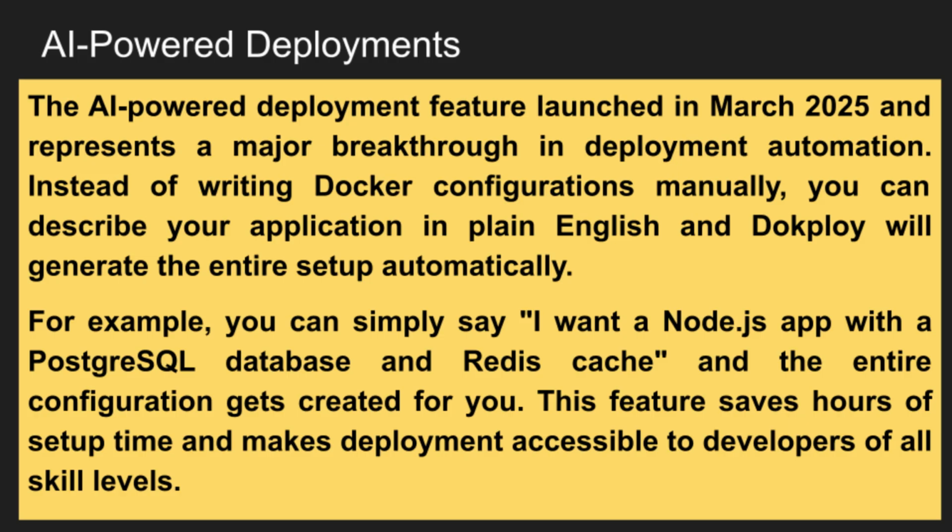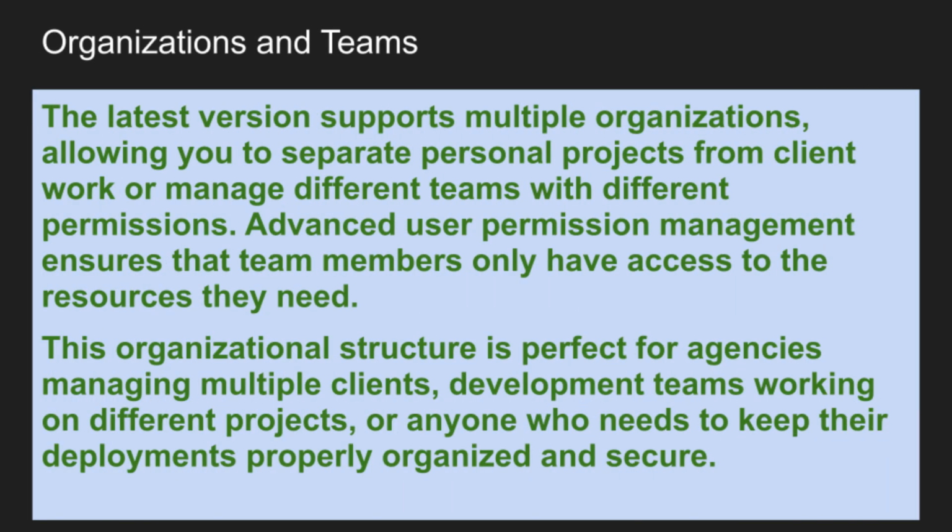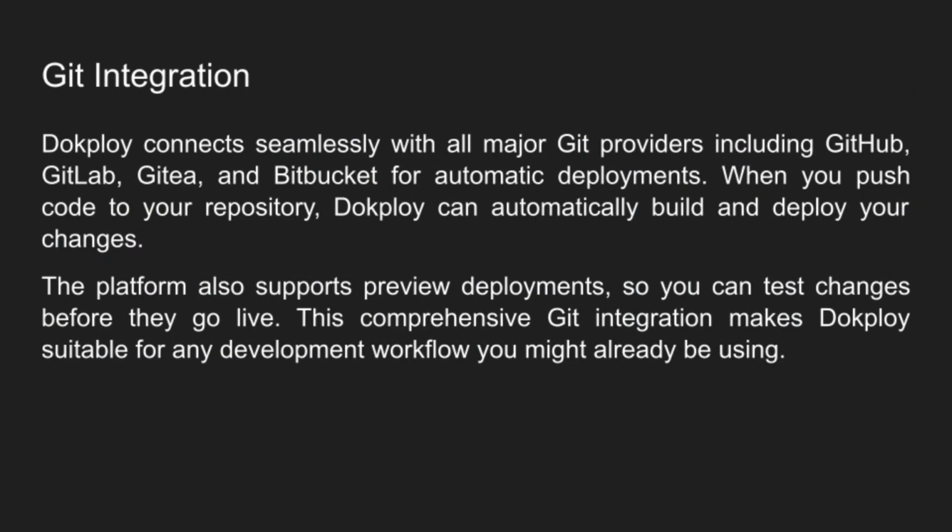Fourth, multi-server support. As your applications grow, you can spread them across multiple servers for better performance and reliability. This is enterprise level functionality that you are getting for free. Fifth, organizations and teams. The latest version supports multiple organizations so you can separate your personal projects from client work or manage different teams with different permissions. And finally, comprehensive Git integration. Whether you use GitHub, GitLab, Git, or even Bitbucket, Dokploy connects seamlessly with your repositories for automatic deployments.